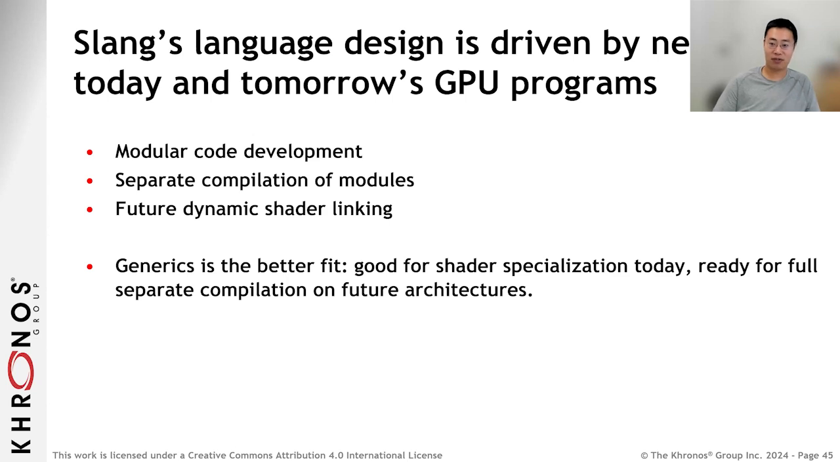And we also envision that future GPU architectures will have better support for true dynamic linking and function pointers, which will allow us to eventually separately compile different modules down to native GPU instructions and completely solve the shader combinatorics problem. For this reason, we want to make modules and separate compilation the first-order consideration of the language design.